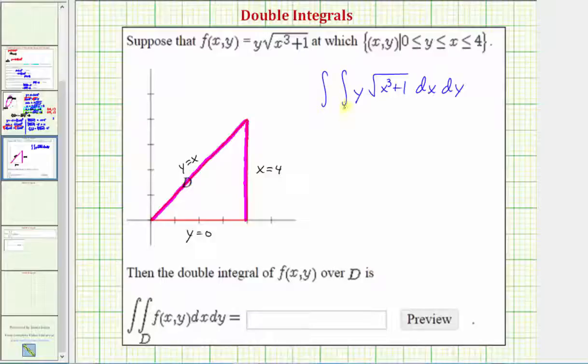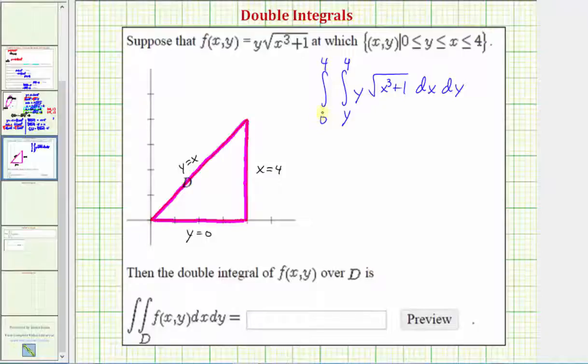So we need to express the limits of integration with respect to x as functions of y. So because x equals y, y is the lower limit of integration, and the upper limit of integration is going to be x equals 4. And now with respect to y, we're going to integrate from y equals 0 all the way up to this high point where y is equal to 4. So with respect to y, we integrate from 0 to 4.